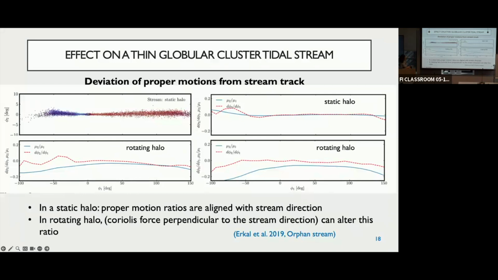But when you put in figure rotation, you begin to see that the proper motion deviates from the direction of the stream. And that is because, as you can imagine, if you have motion along this direction and the angular momentum of your halo is in that direction, you get a force which is the cross product, and that will push the stream perpendicular to itself. So you can get this kind of motion depending on how fast your halo is rotating.